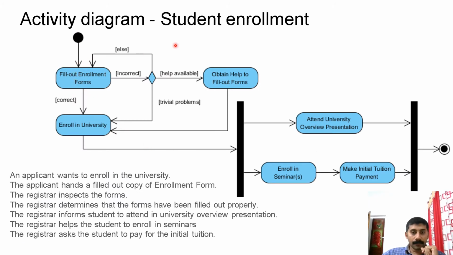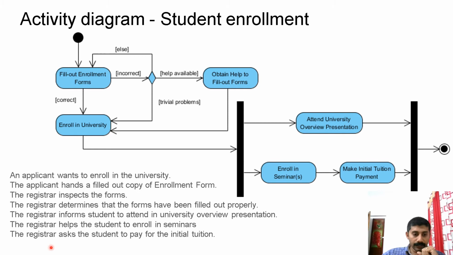Let us see an example for a student enrollment. The logic is something like this: an applicant wants to enroll in the university. The applicant hands in a filled out copy of the enrollment form. The registrar inspects the form and determines that it has been filled out properly. The registrar informs the student to attend the university overview presentation, helps the student enroll in the seminar, and asks the student to pay the initial tuition.